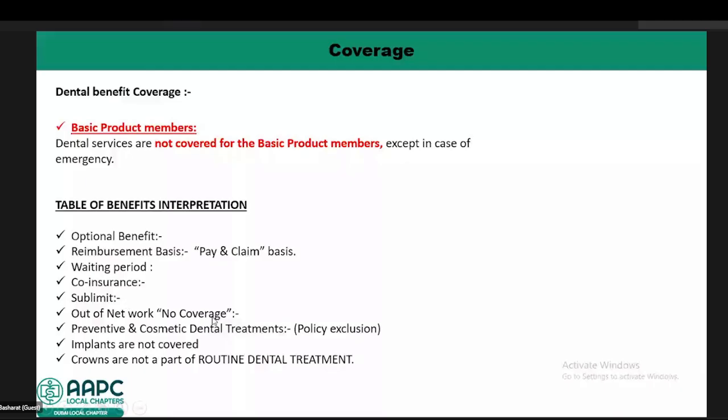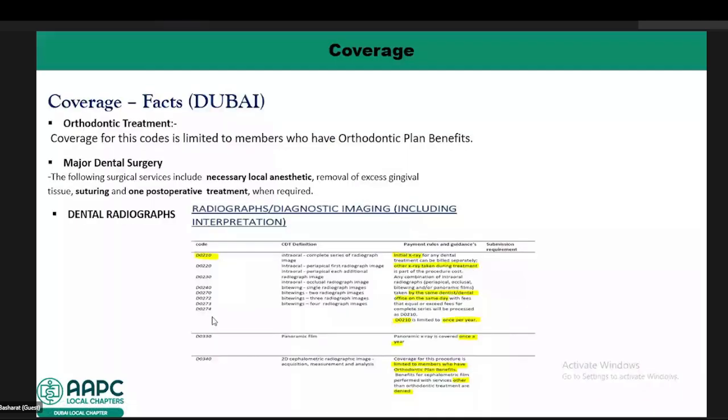About this one, again, the guidelines for the coverage for Dubai. Orthodontic treatment coverage for the core is limited to members who have orthodontic plan benefits. Same here in Abu Dhabi also. For example, only the Thiqa card is covered for orthodontics. For the others, some cards cover only some basic services. Major dental surgeries: the following surgeries include necessary local anesthesia, removal of excess gingival tissue, suturing, and one post-operative treatment when required, and the radiographs.